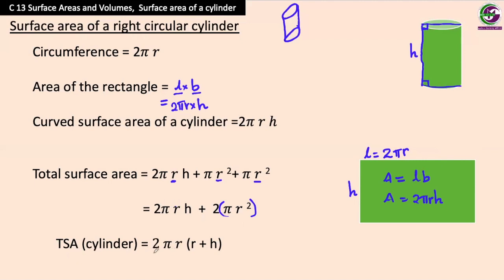So in this lesson, we need to keep in your mind two rules. Total surface area is 2 pi r into r plus h, and curved surface area of the cylinder is 2 pi r h only.